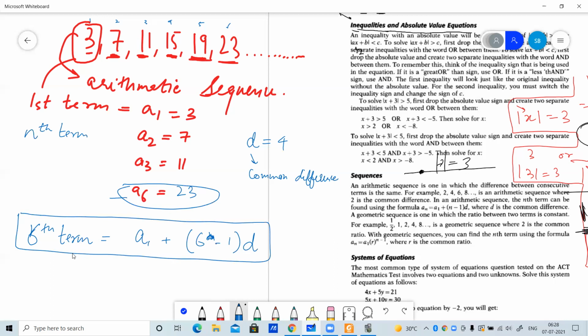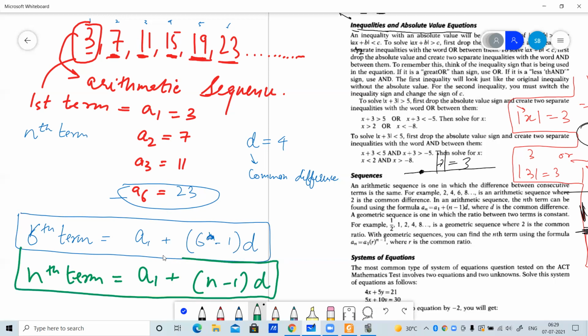This is the equation, the formula for calculating any nth term, maybe the 6th term, 9th term, 20th term, or 15th term. Let us write it in general. The nth term is always equal to the first term plus n minus 1 times the common difference. This you have to remember. The nth term is equal to the first term plus n minus 1 times the common difference.